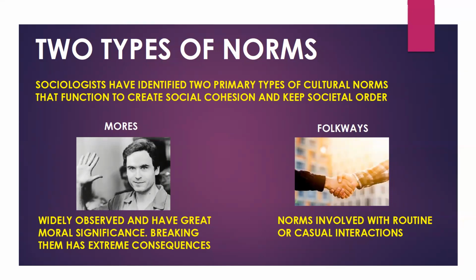I'm showing a picture here of Ted Bundy. Ted Bundy was a serial killer. We don't approve of murder, right? We don't approve of murder. And as we saw through his subsequent sentencing, I believe he got the death penalty. That's really serious, right? So the consequences are extreme. We find murder to be on the most extreme end of things we don't do that are not acceptable.